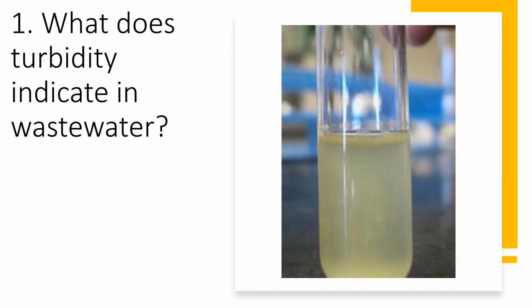One of the first questions asked in water and wastewater characterization is, what does turbidity indicate in the wastewater? As you can see in this adjoining image, turbidity is nothing but the measure of the cloudiness or haziness which is caused by the suspended solids in the wastewater. Higher the turbidity level basically indicates higher the concentration of solid particles.